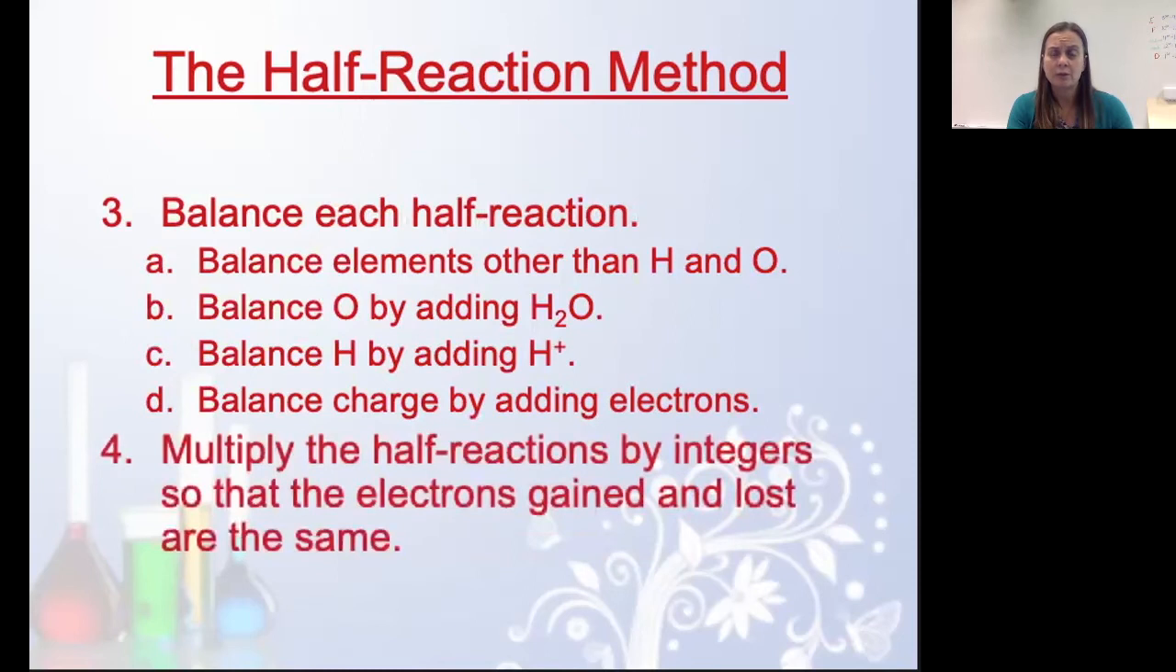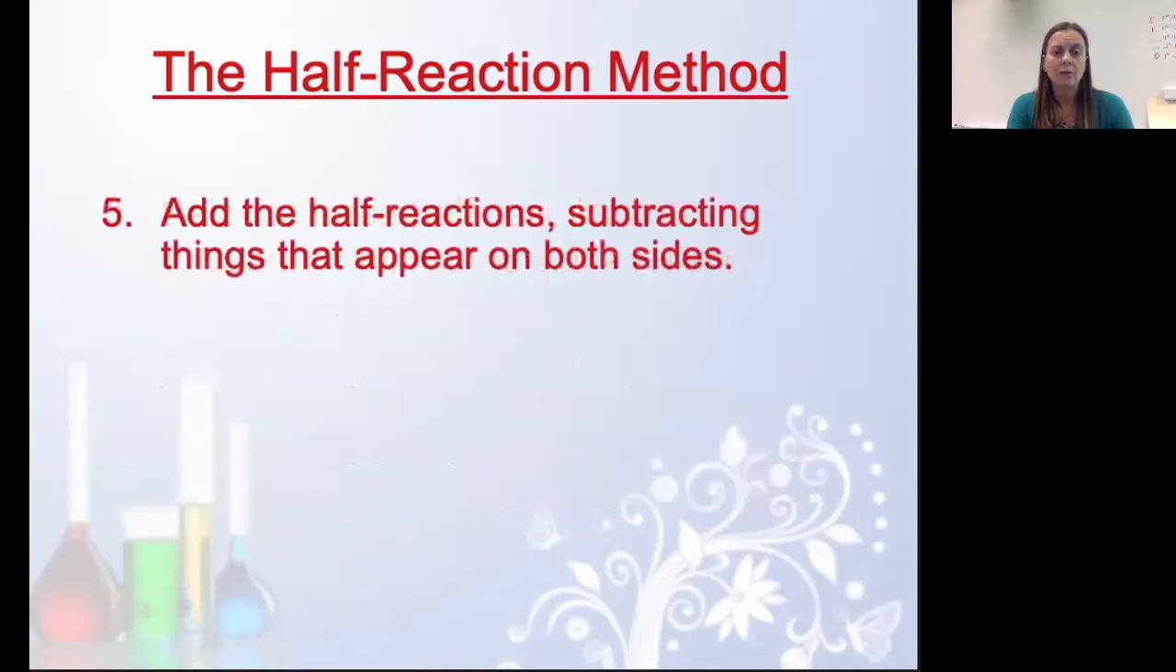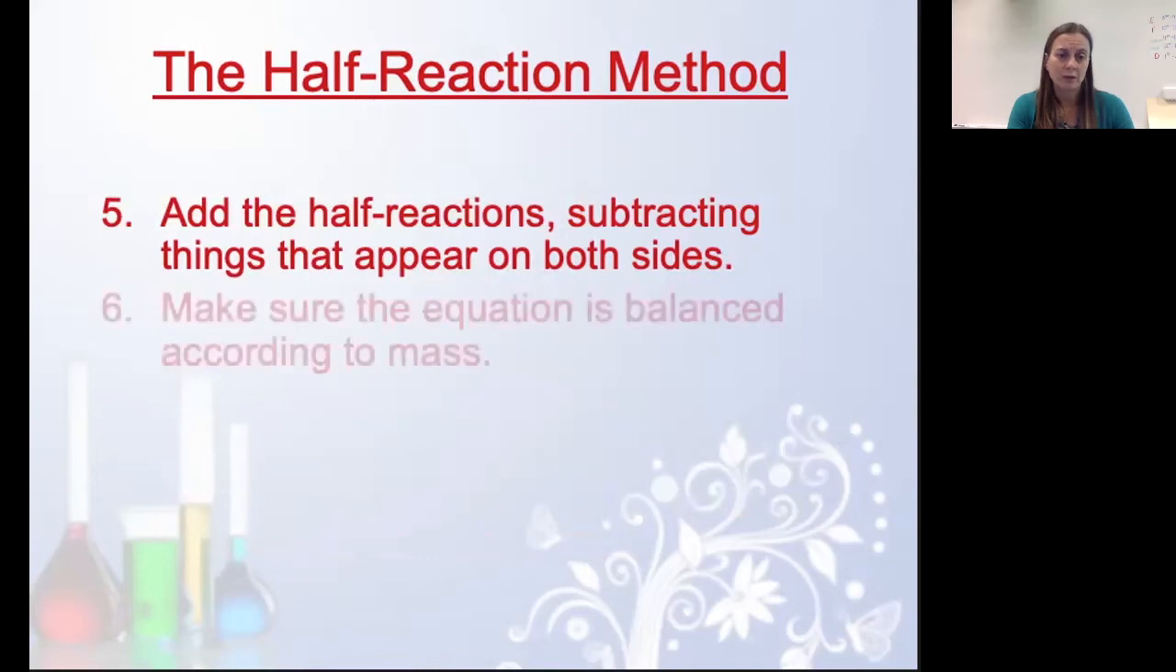Then we want to make sure that the electrons gained and lost are the same. So we're going to multiply the half reactions by integers so that the electrons gained in one is the same as the electrons lost in the other. And then we're going to add up our half reactions, subtracting anything that appears on both sides. Oh, and we're going to make sure that the equation is balanced.